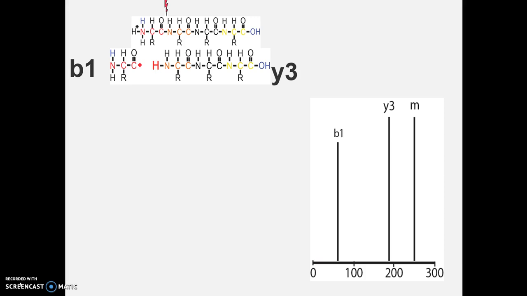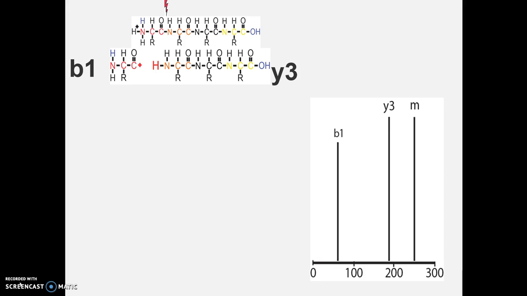Now, if you hit here, you get a B1 and a Y3, as long as, for example, we tend to use trypsin, and trypsin will leave a positively charged lysine on the C terminus, which is great. So our B ion will have a charge, and our Y ion will have a charge from this basic amino acid. So I'm not showing the charge that's on the lysine. You'll just take it for granted that it's there.